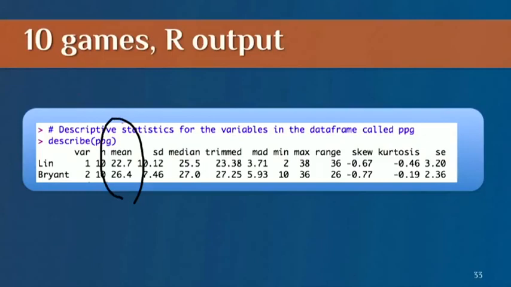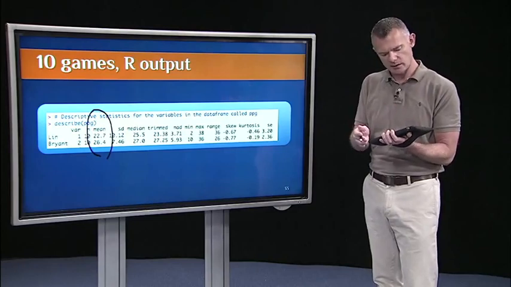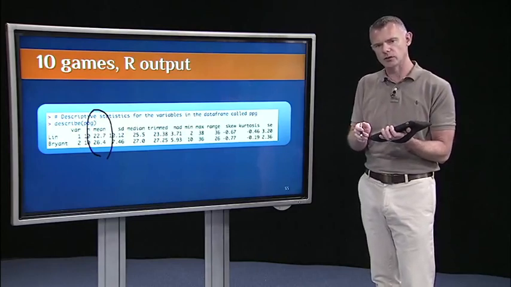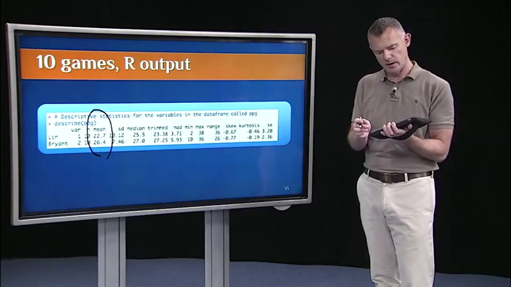So Jeremy Lin was averaging 22.7. We just showed you how to calculate that by hand. You won't have to do that. Just plug it into R. R will give you the mean. It's 22.7. He wasn't really doing quite as well as Kobe Bryant. Kobe Bryant was averaging 26.4 points per game.